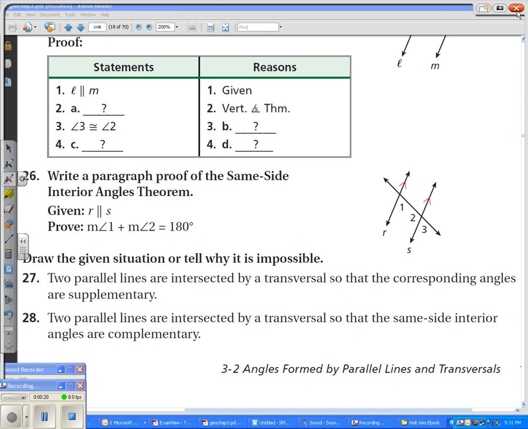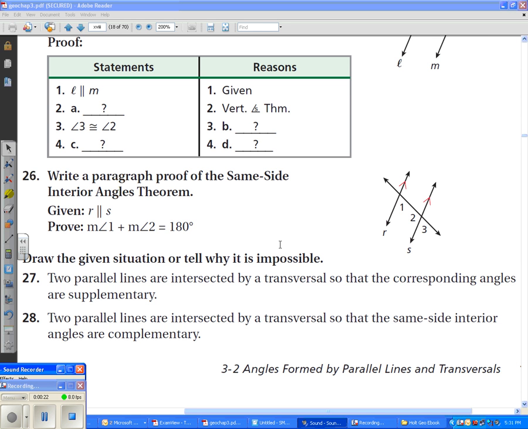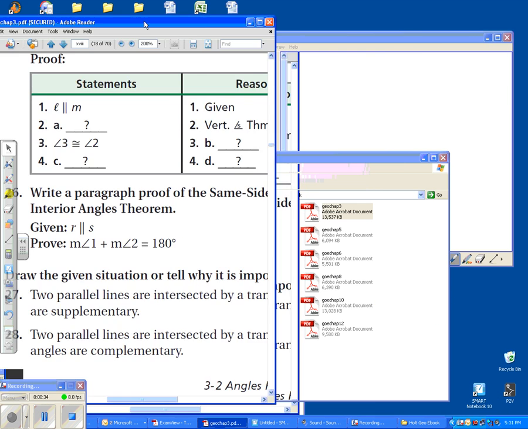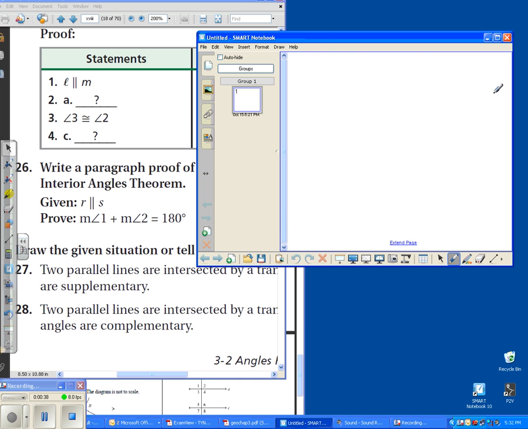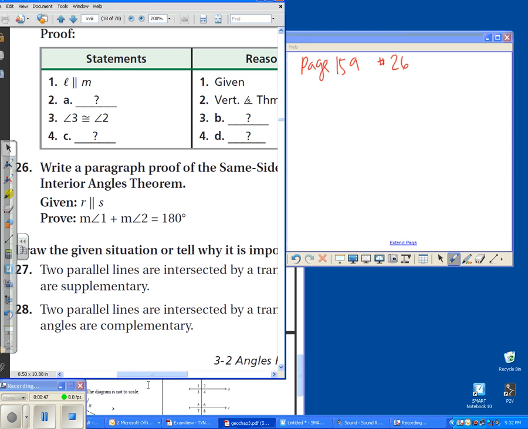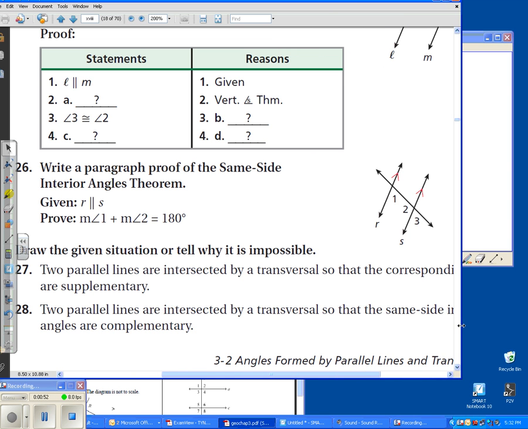So what I'm pulling from is page 159 in your textbook. I'm going to do proof number 26 for you, and I'm going to narrow this down a little bit so you can actually see what I'm writing. Okay, so this is again page 159, and I'm going to do number 26. Number 26 says write a paragraph proof, which I don't want you to write a paragraph proof, basically to prove that the same side interior angles theorem works.